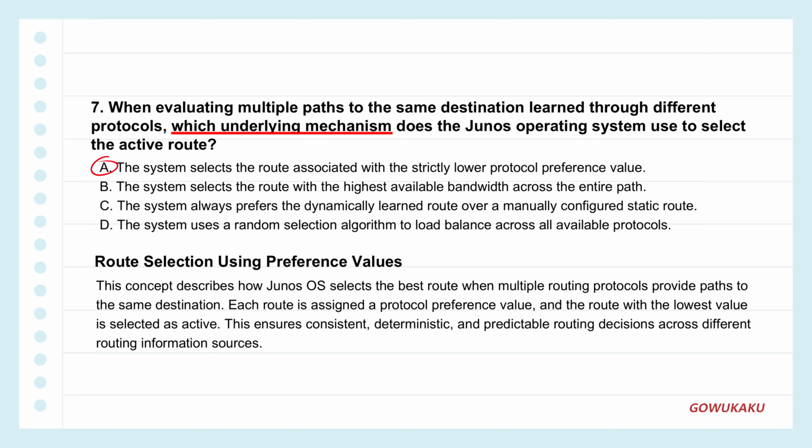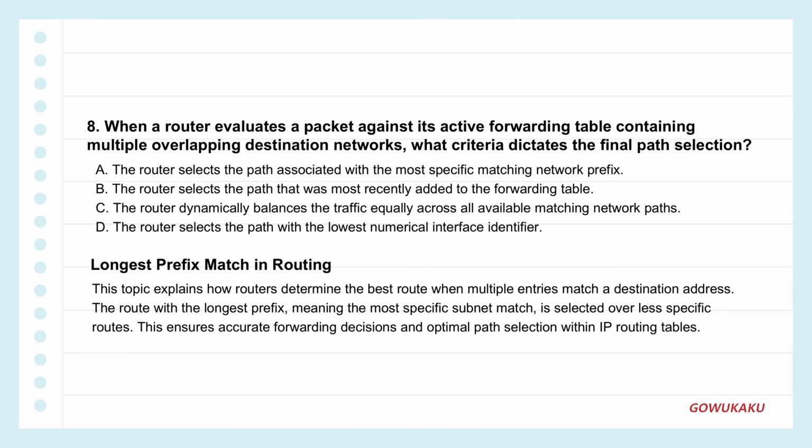But what if a single trusted map has overlapping destinations? That happens all the time. Let's see how it handles that. Question 8. When a router evaluates a packet against its active forwarding table containing multiple overlapping destination networks, what criteria dictates the final path selection? Options. A. The router selects the path associated with the most specific matching network prefix. B. The router selects the path that was most recently added to the forwarding table. Right. C. The router dynamically balances the traffic equally across all available matching network paths. Or D. The router selects the path with the lowest numerical interface identifier.